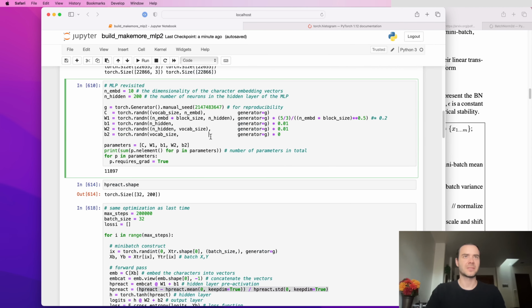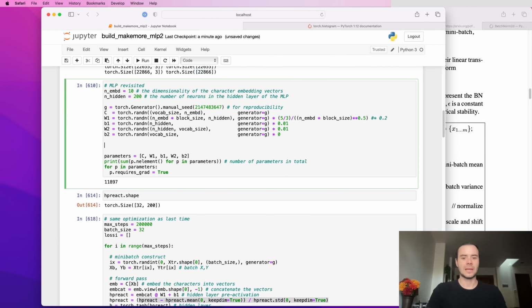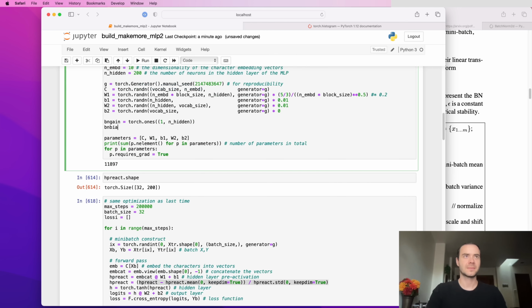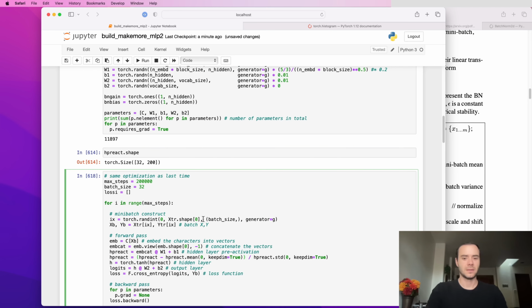And so what that amounts to is the following. We are going to allow a batch normalization gain to be initialized at just ones, and the ones will be in the shape of 1 by n_hidden. And then we also will have a bnbias, which will be torch.zeros, and it will also be of the shape 1 by n_hidden. And then here, the bngain will multiply this, and the bnbias will offset it here.